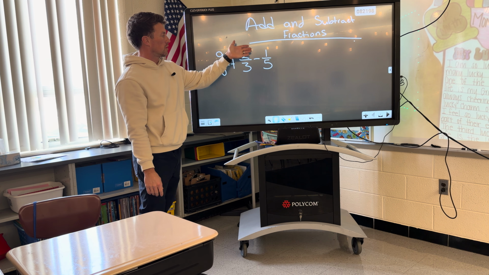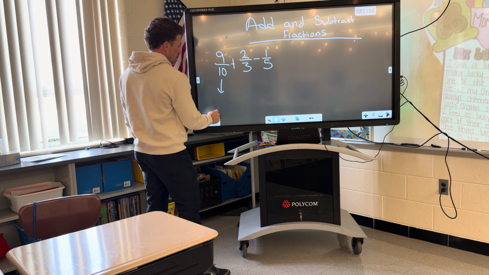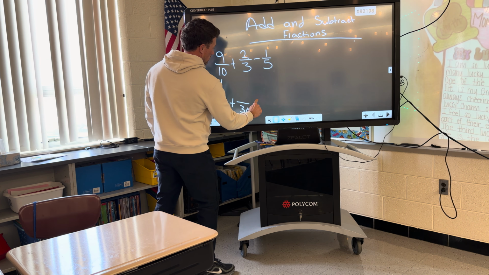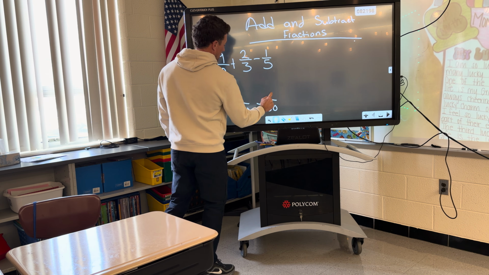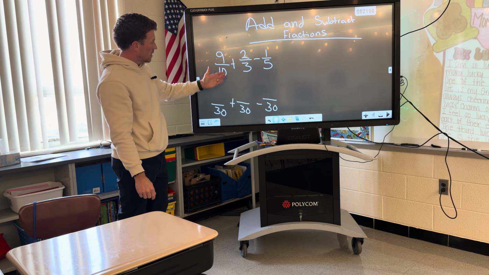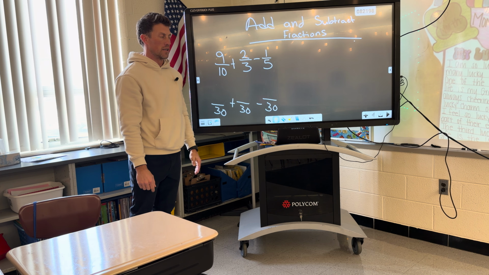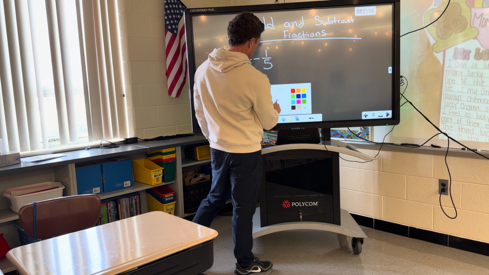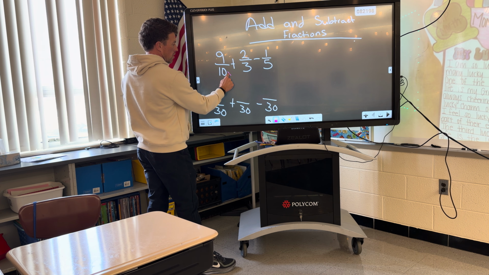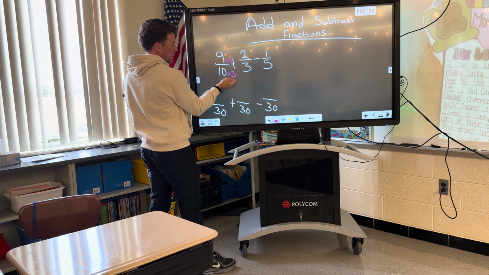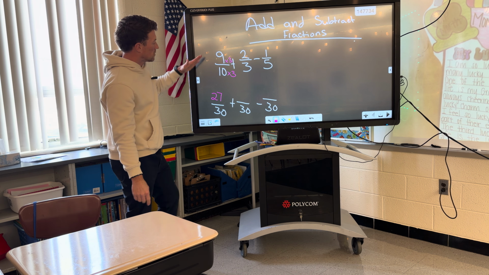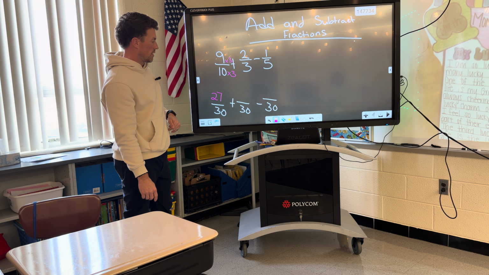9/10 plus 2/3 minus 1/5. Now I'm going to make new fractions with a denominator of 30. I'm setting up my problem to show exactly that: turning 9/10 into 30ths, 2/3 into 30ths, and 1/5 into 30ths. Well, how do I do that? I'm going to change my marker color just so you guys can see it. I went from a 10 to a 30 by multiplying by 3. Whatever you do on the bottom, you have to do on the top. 9 times 3 is 27. So 9/10 is equivalent to 27/30.